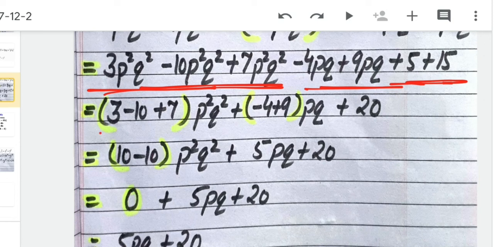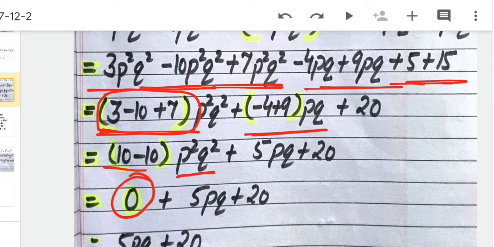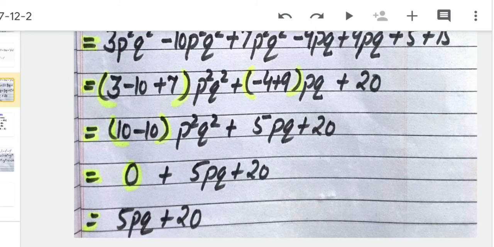So you can see here, we write all the like terms together, and after this we will take out the algebraic factor as common. So we will have 3 negative 10 positive 7 in bracket. Here we have negative 4 positive 9 in bracket. We have to solve it. So we will have 0 here, because when we multiply p²q² with 0, we will have 0 as the answer. Here we have 5pq and positive 20 as constant. So our answer is 5pq plus 20.